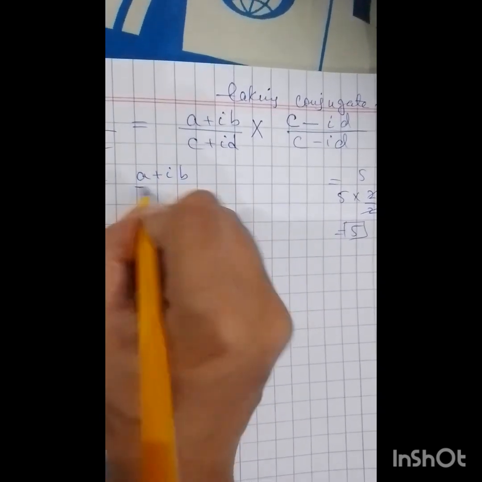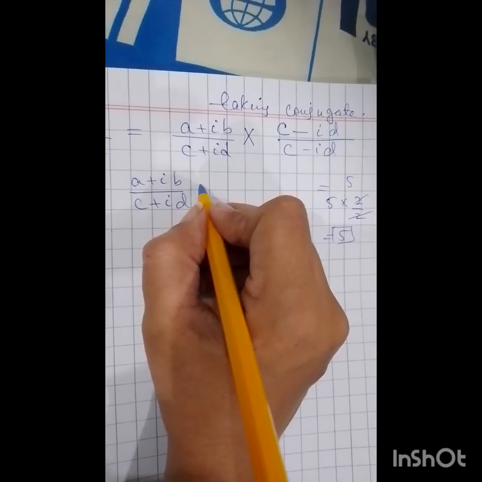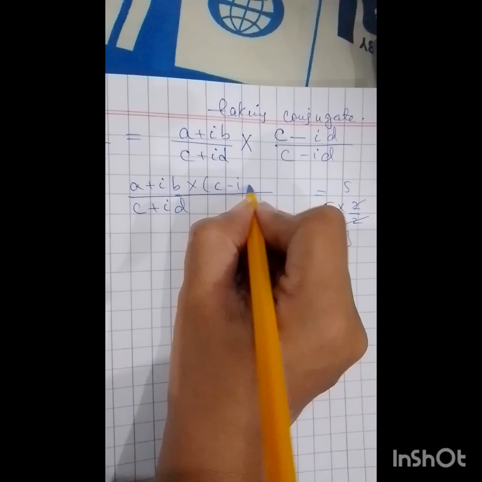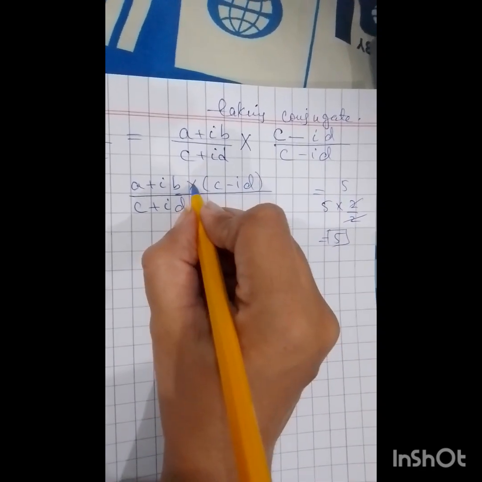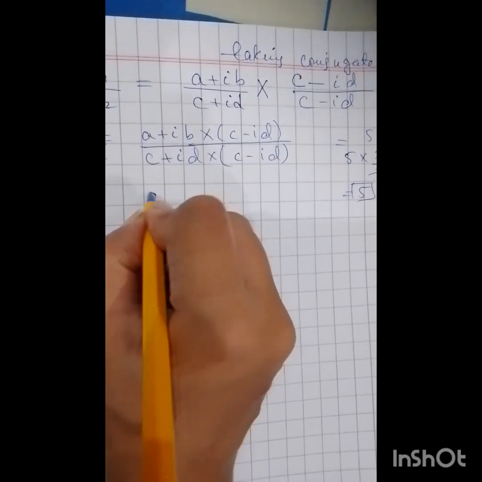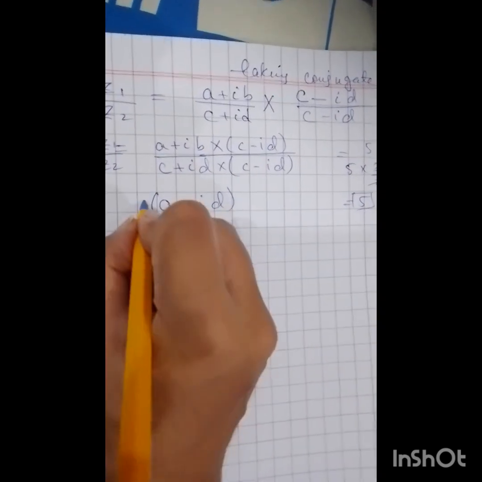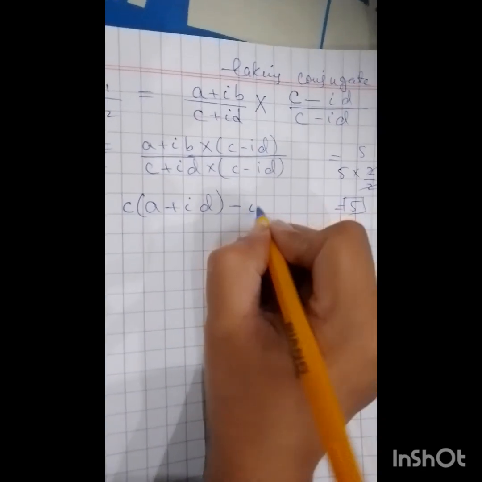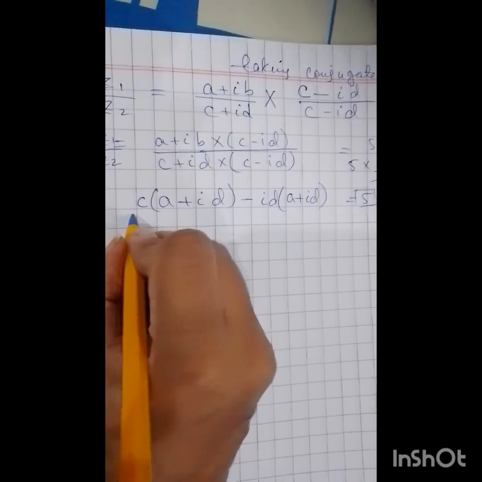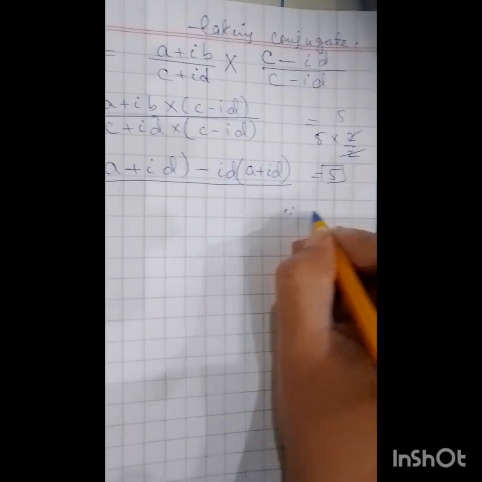We are just doing it to make it easy for us to solve the question. Now we are multiplying a plus iota b and c minus iota d in the numerator, and similarly c plus iota d with c minus iota d in the denominator. In the denominator we are going to use the difference of squares formula. But first we are going to multiply the first variable with the whole bracket, and the second term with the whole bracket. As you can see, we'll get the simple answer.